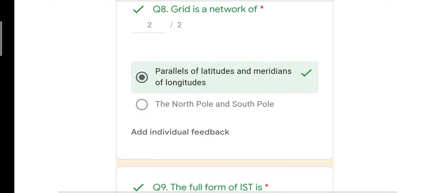But the North Pole and South Pole lie at the extreme two. One is lying at the extreme top and one is lying at the extreme bottom. So these two poles are never going to intersect each other, and they will never form a grid. So option 2, the North Pole and the South Pole, is wrong, and option 1 or option A is right, parallels of latitudes and meridians of longitude.